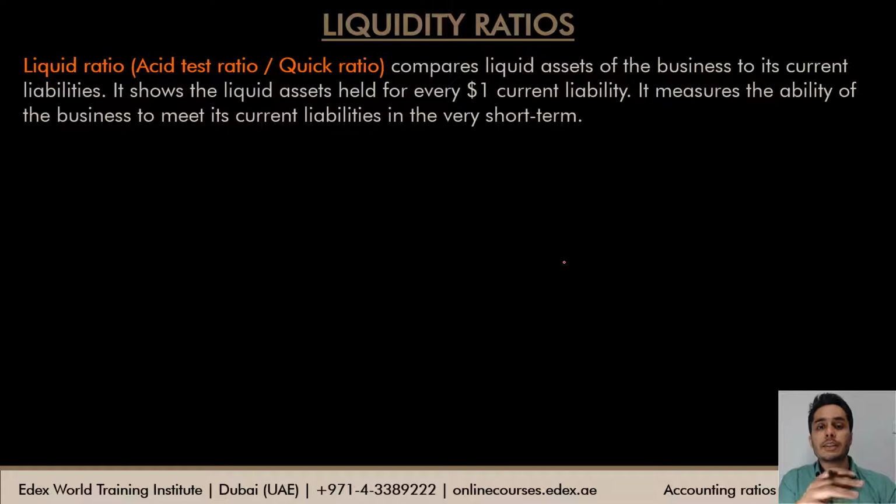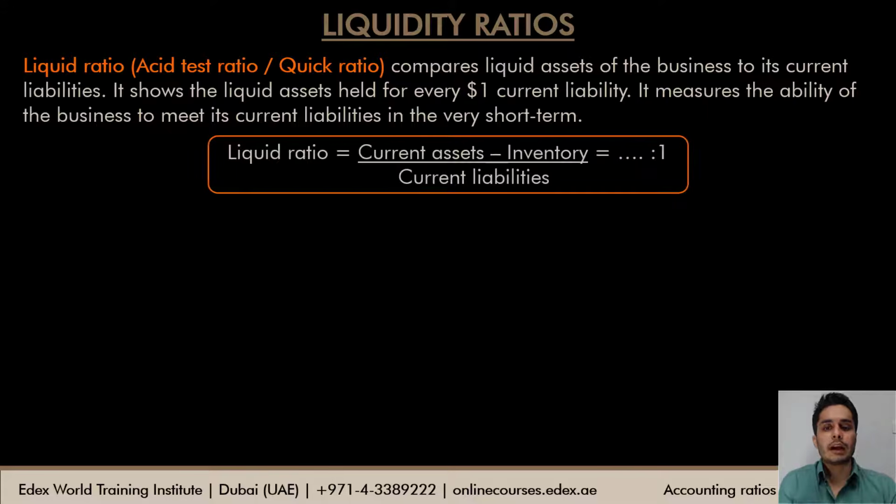In most cases, no. A business may not be able to dispose of or sell profitably all its inventories and pay off the current liabilities. So a more prudent way is to calculate the liquid ratio, or the quick ratio, that excludes the inventory from the numerator and then calculates the ratio. So our formula would be current assets minus inventory upon current liabilities.